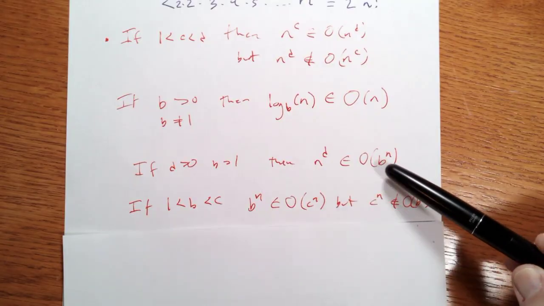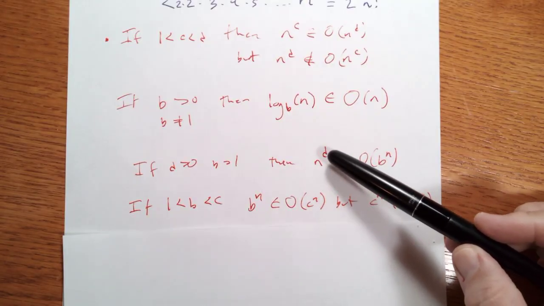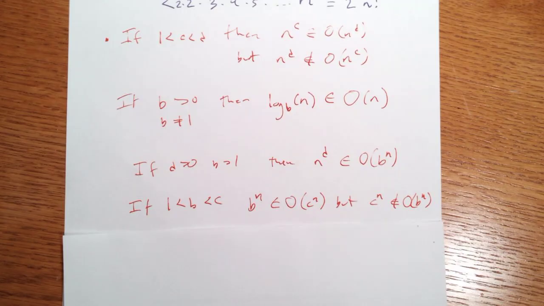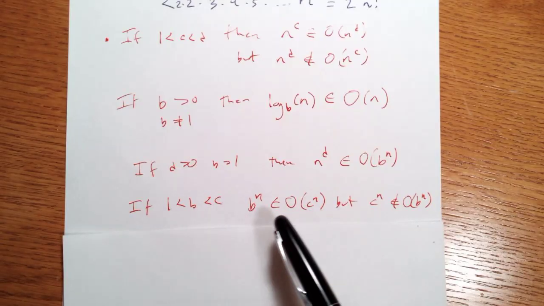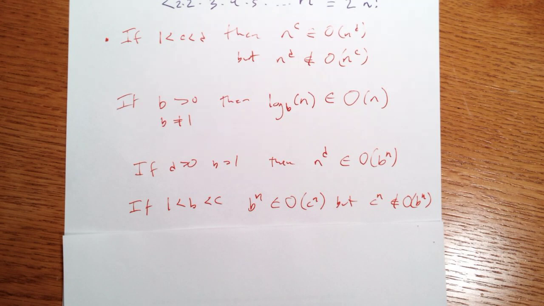Every exponential dominates every power as long as the base is bigger than 1. Because if the base isn't bigger than 1, then my exponential is not growing, it's actually shrinking. And larger bases dominate smaller bases.